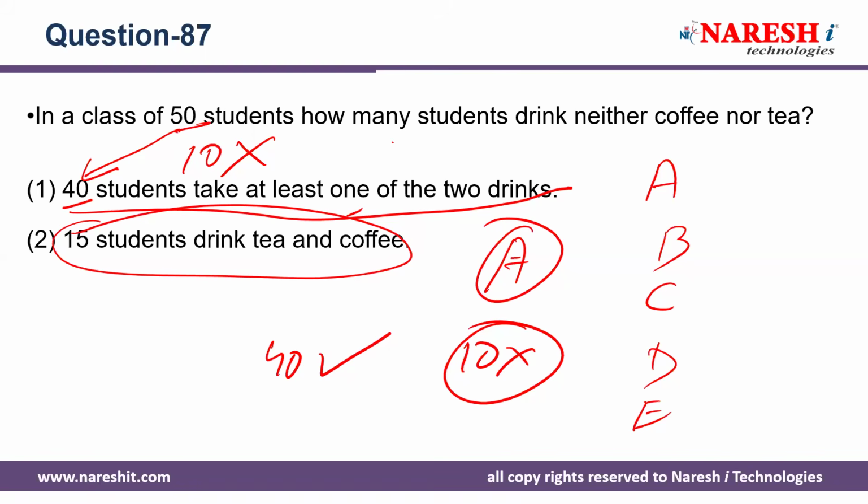And D is also correct. D means if you combine both, you can create a Venn diagram. But why should I go for D when my answer is enough with only one statement? What is the need of going for two statements? Sufficient means if you can do it with one statement, what is the need of using two statements?